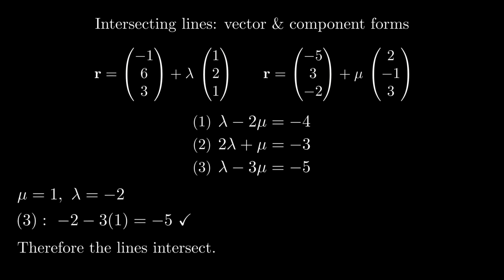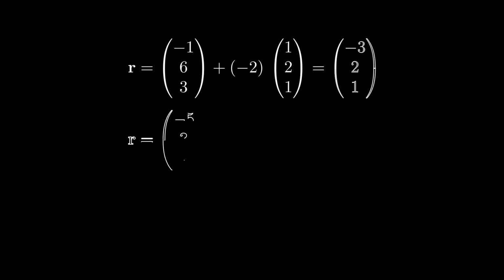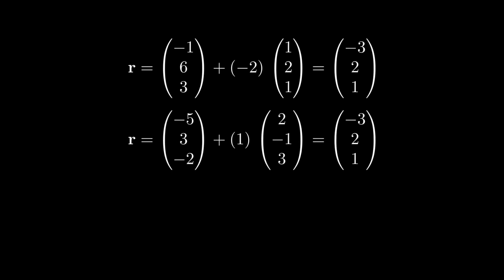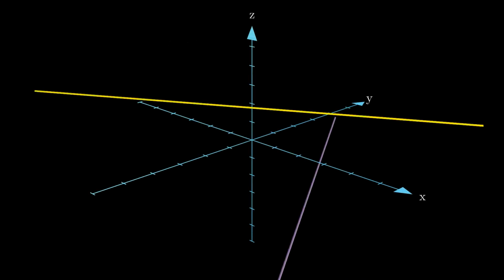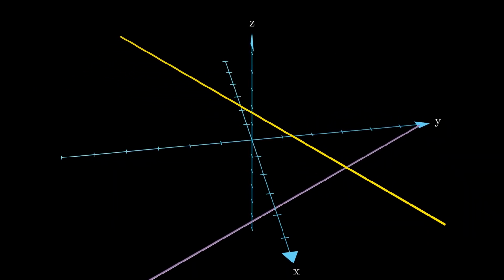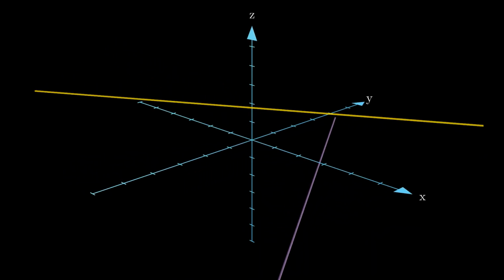So as you can see, we verify it here. Mu is equal to 1 and lambda is equal to -2. We could then use the initial equations and sub in our values for lambda and mu into the equation to find the point of intersection. As you can see, we did it for both and it worked. Now let's consider the skew line scenario.